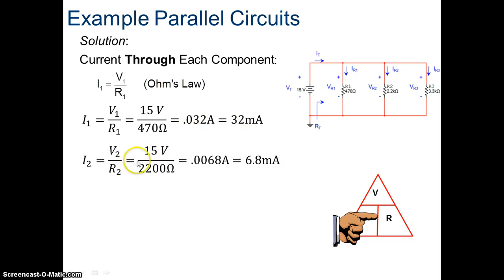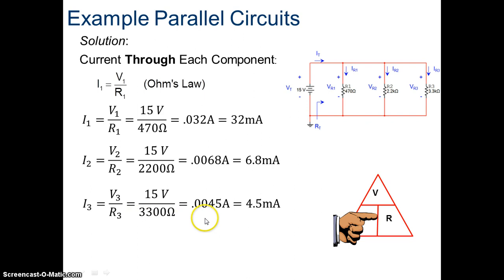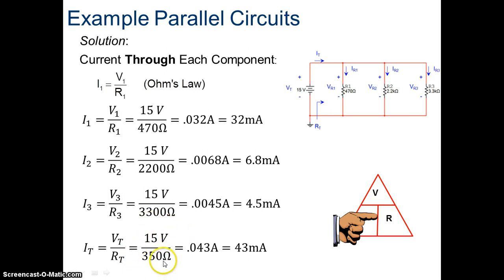Now our second one, same exact thing. Our voltage is 15 volts. Our resistance is 2,200 ohms, so our current is 6.8 milliamps. And our third one, we can find the current to be 4.5 milliamps because of our 3,300 ohm resistor. And we can find the total in the exact same way, because we know the voltage of the total is that 15 volts, and our RT, which we found in the first portion, is 350 ohms. So we know that the total current is 43 milliamps.